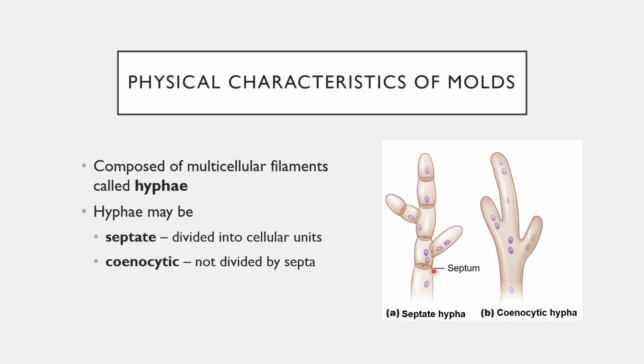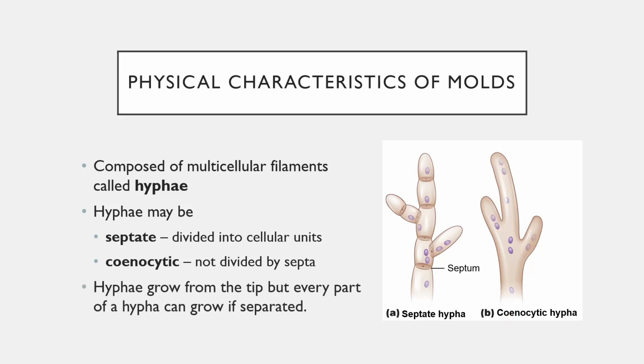Or they can be coenocytic, which means that the filament has multiple nuclei that indicate that multiple cells have merged together and they do not have separations between them. So septate has separations, coenocytic does not. When hyphae are growing, they grow from the tip, but every part of the hypha can grow if it becomes separated and breaks off from the existing filaments. And we'll talk about that when we talk about mold reproduction momentarily.